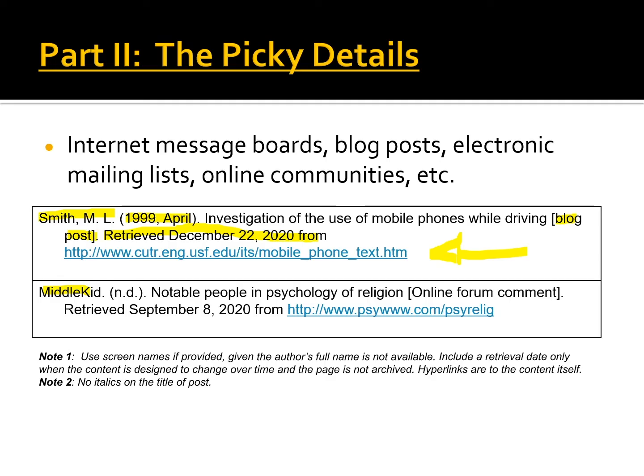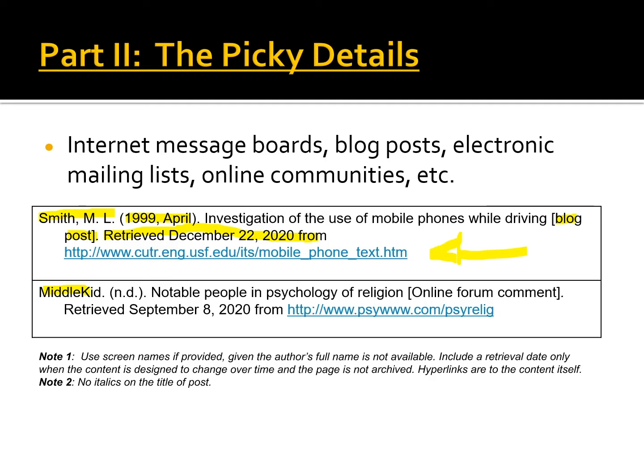So note that you include a retrieval date only when the content is designed to change over time and the page is not archived, as is the case with blog posts, electronic mailing lists, internet message boards, etc. Okay, so those are usually not designed to maintain permanence. The page might be moved or taken down, in which case you would have to indicate when you found it so that if a person went to try to find the source and it was gone, they would be able to look at your reference list and go, oh, this was retrieved on such and such a date, and that's probably why it's missing.